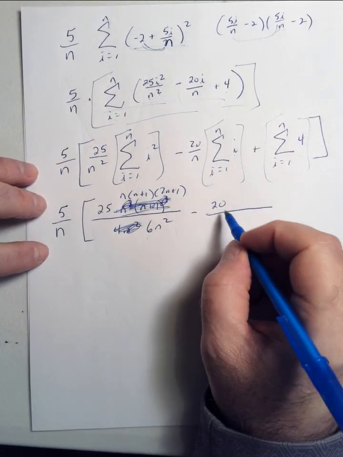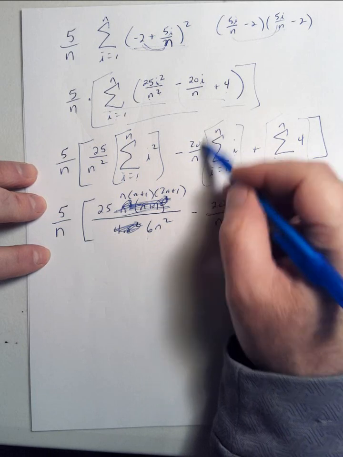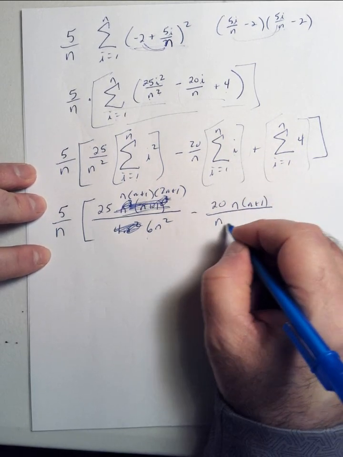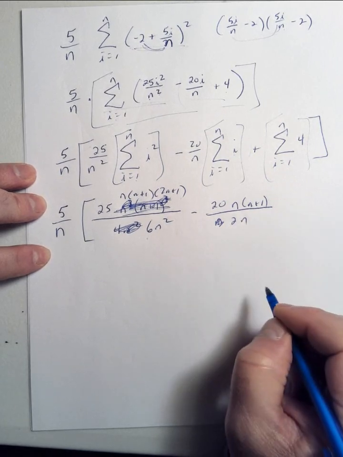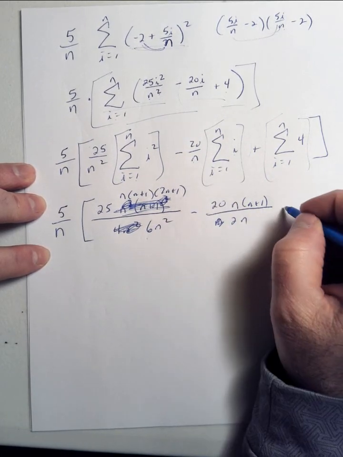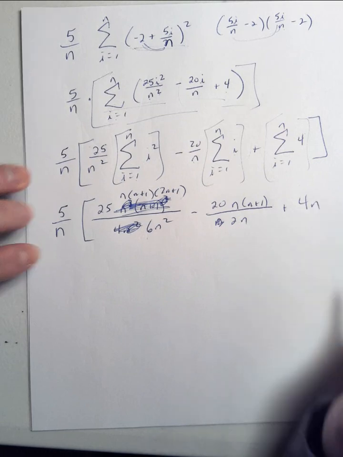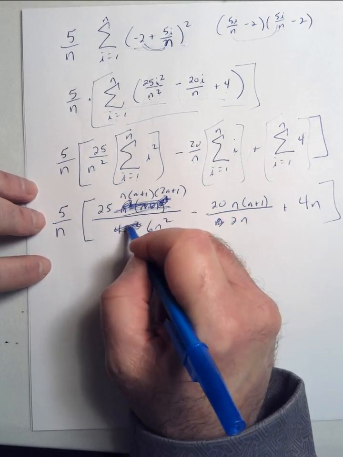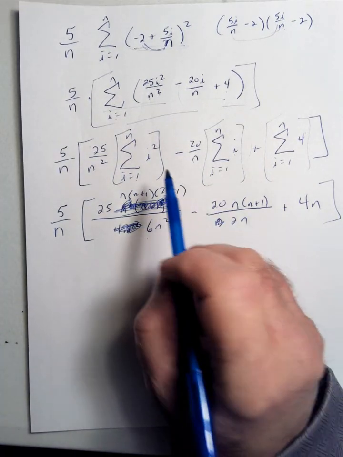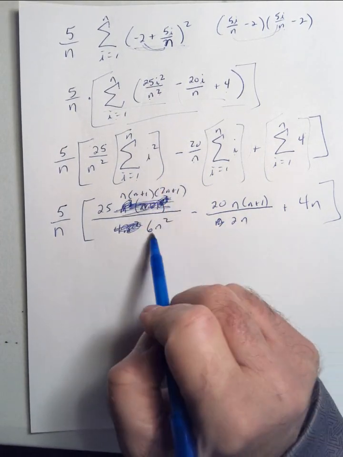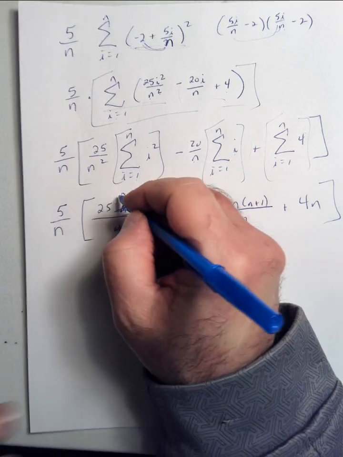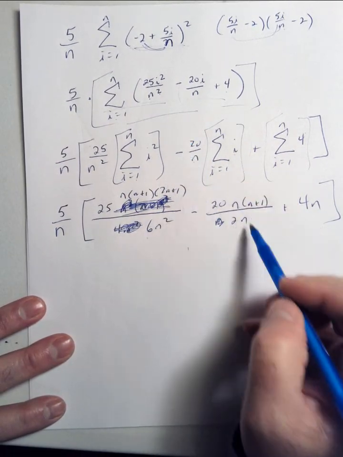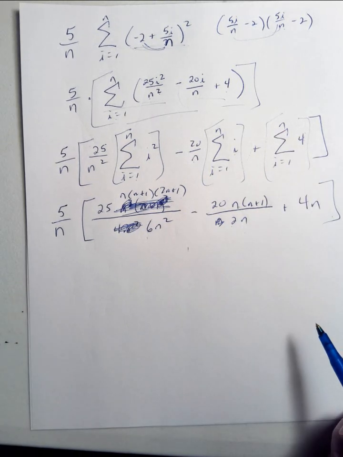My bad. Okay, so the i squared formula is this. Okay, and then we got negative 20 over n, and then this is n plus 1 over 2 times n. And then here is just 4n. Okay. Apologize for that. Alright, so again, this formula, n plus 1, 2n plus 1 over 6 times n squared. And then this formula is n plus 1 over 2 times the negative 20 over n, and then 4n.